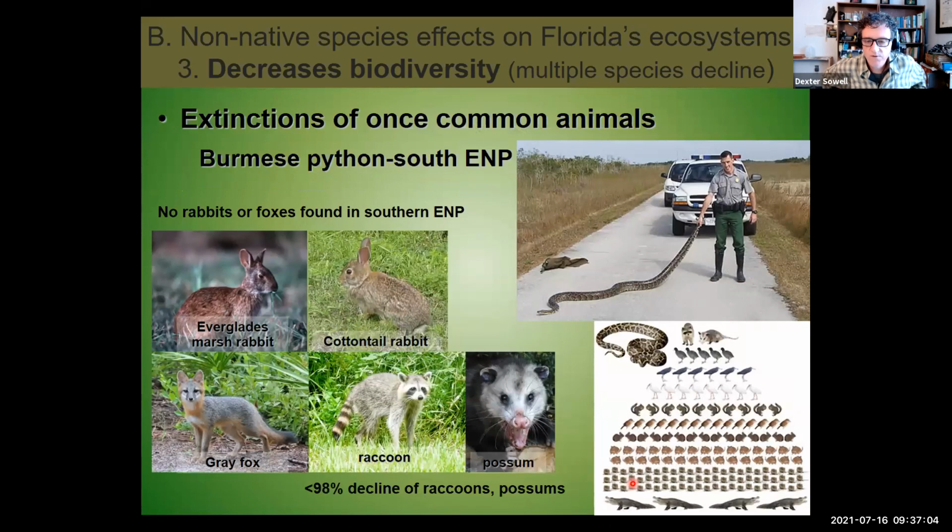We have the severe effects of the Burmese python in South Florida on small mammals. In the southern part of Everglades National Park, Everglades marsh rabbit, I don't think the animal or droppings have been observed in 20 years, if I recall the fact right. I think that might include cottontail too. And I think these are barely noticeable in the northern part of the park. Gray fox, raccoon, and possum have had somewhere between 93 to 98% declines in observances where the Burmese python is rampant.